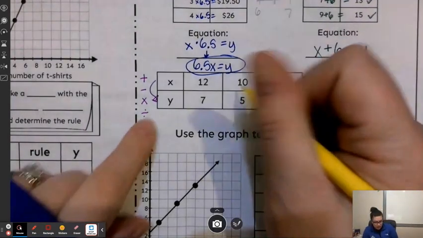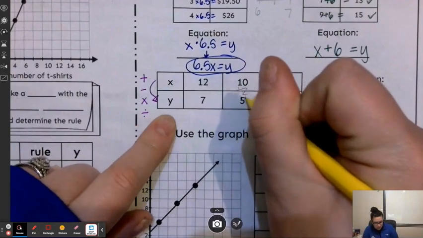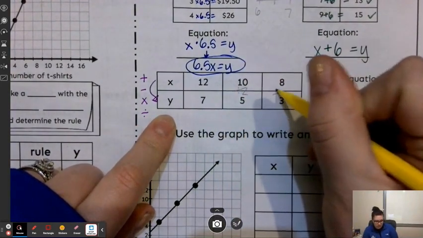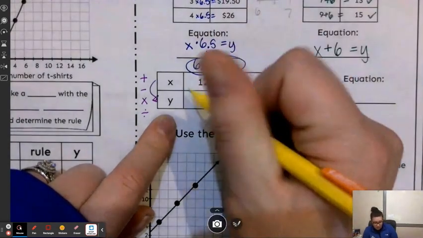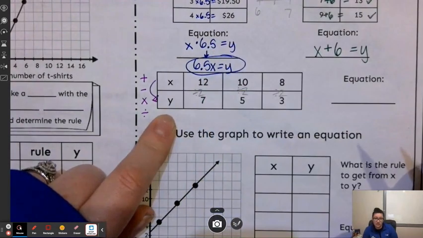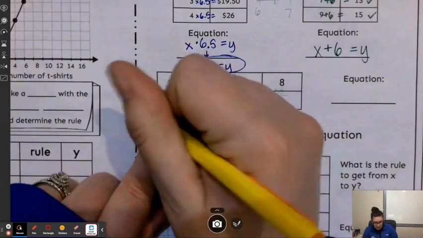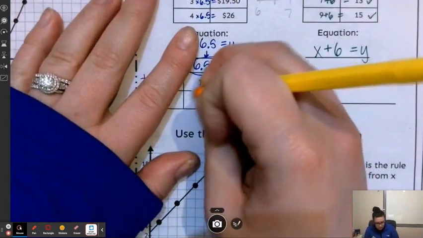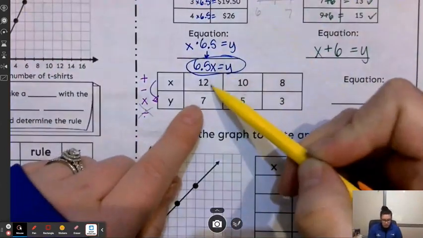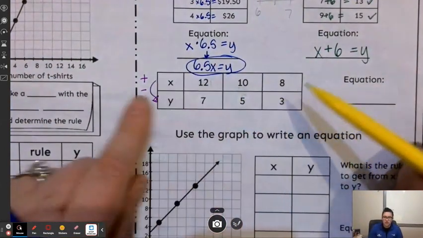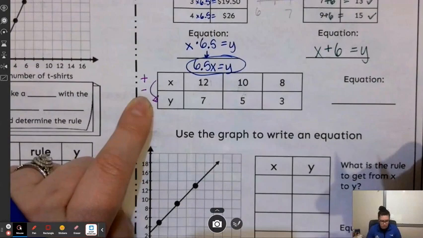I can do 10 divided by 2 to get 5, but is 8 divided by 2 3? No. Is 12 divided by 2 7? No. So it can't be division. My numbers are getting smaller, so I'm probably subtracting.